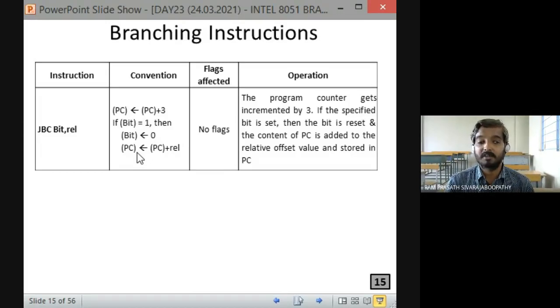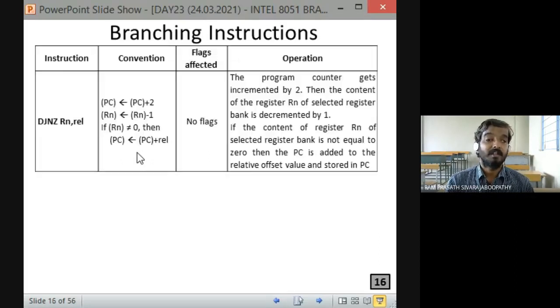Any difference between JB and JBC? In the case of JB, if the bit is set, it will jump to the location. That's all. In the case of JBC, it will jump to the location and also clear that corresponding bit. That's all. Fine? Okay, next.